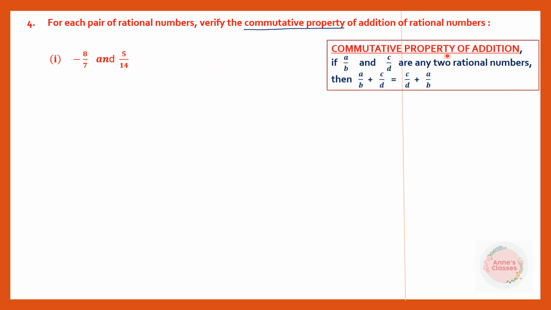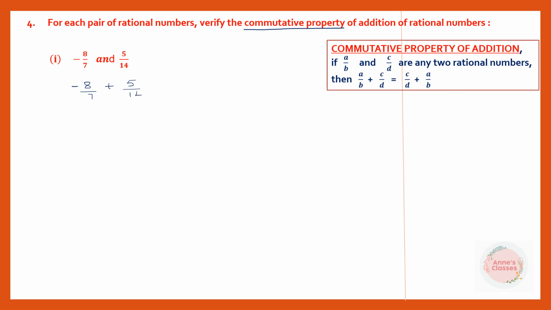So the commutative property of addition is: if A by B and C by D are any two rational numbers, then when you add them up in one particular order and you change the order and you add them up, they will still be equal. So we have to prove that here. So let's do that. So first let's put it in the same order and add it up. So that means we're going to add minus 8 by 7 plus 5 by 14.